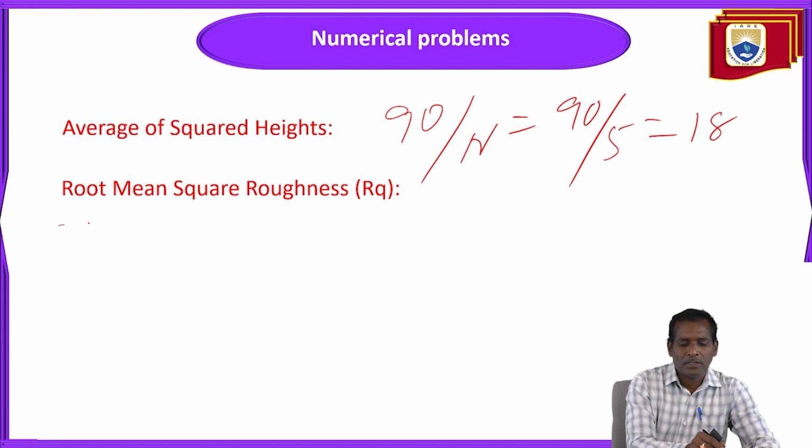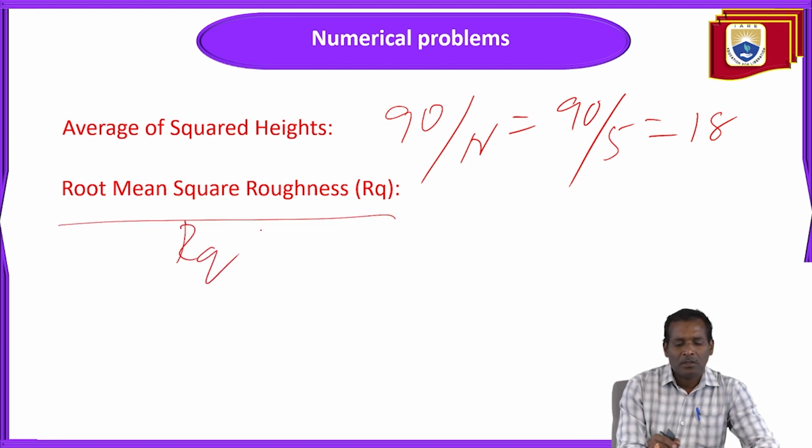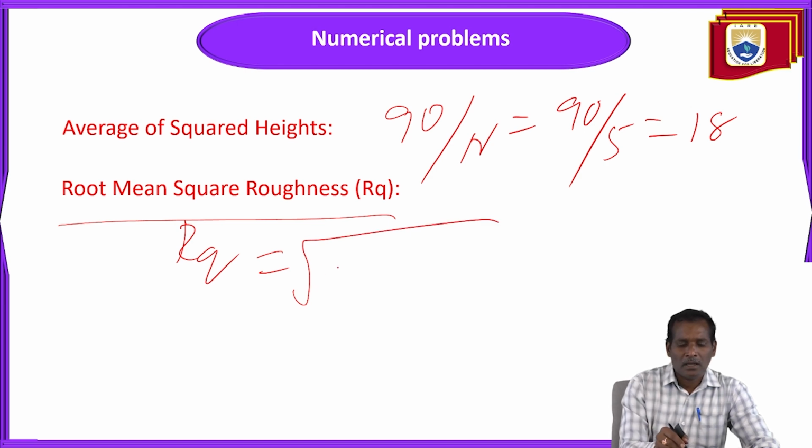Now the root mean square roughness, that is Rq. So how do you calculate the root? For the root mean square roughness, take the square root of the average of squared heights.